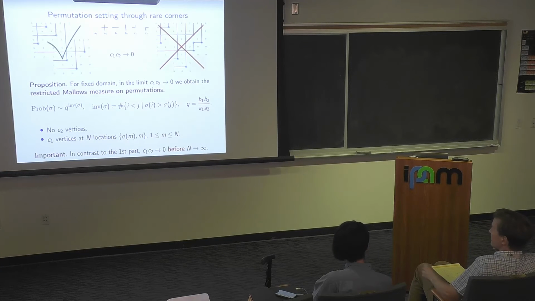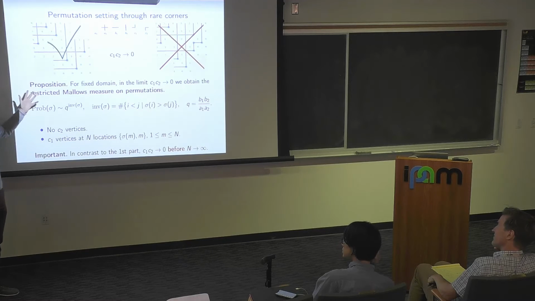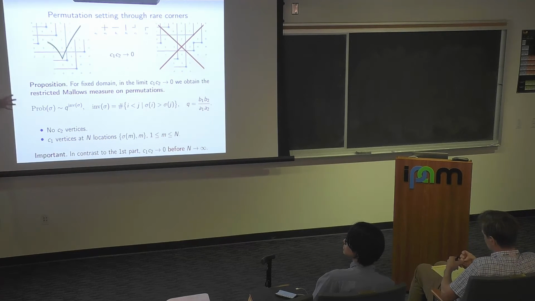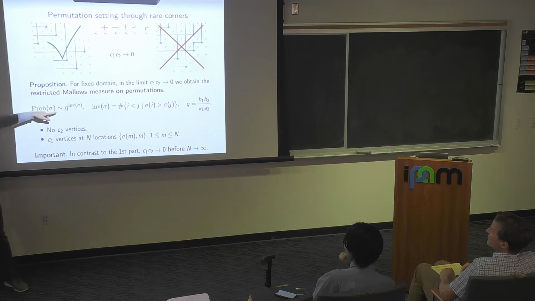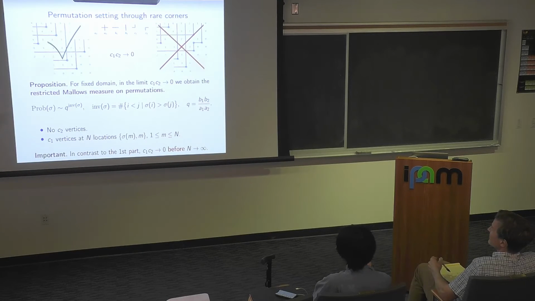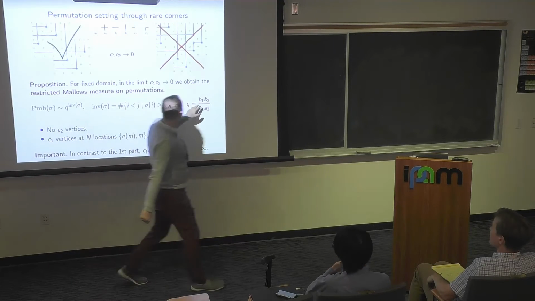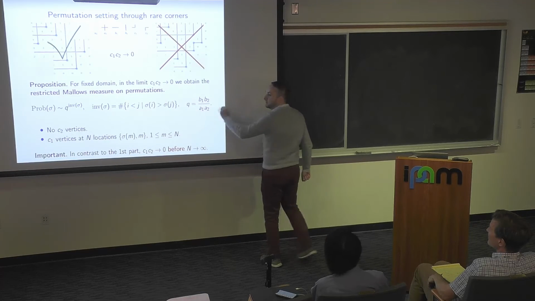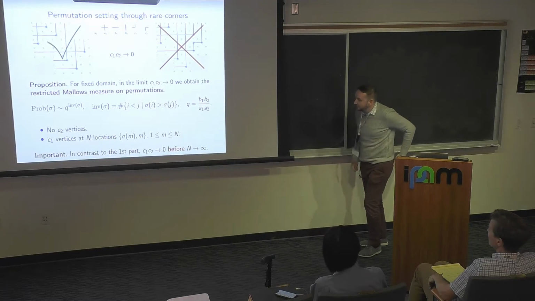And what remains out of the 6-vertex model from which we started? Well, what remains is the measure which you get on these permutations. And this measure turned out to be the famous Mallows measure. Namely, each permutation will be weighted as q to the number of inversions in the permutation. And q is related to all other parameters in a simple way: this is b1, b2 divided by a1, a2.